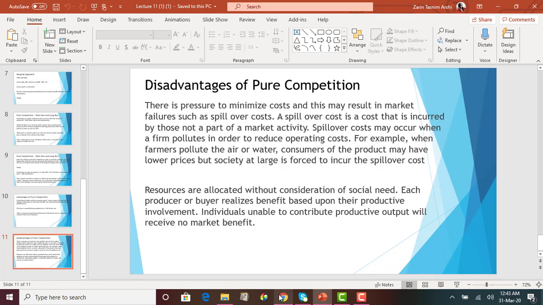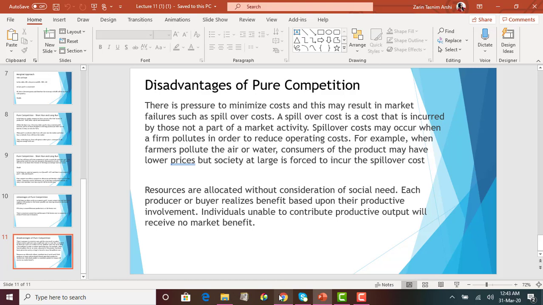However, pure competition also has some disadvantages. If you look at slide 11 of lecture 11, we discuss the disadvantages. The first disadvantage is that the main focus is to minimize cost. If I am not minimizing costs, then I will probably be making losses and I will have to leave the industry. So I'm under constant pressure to lower my cost.